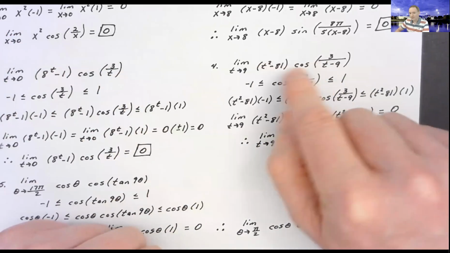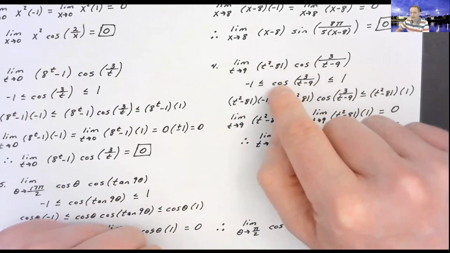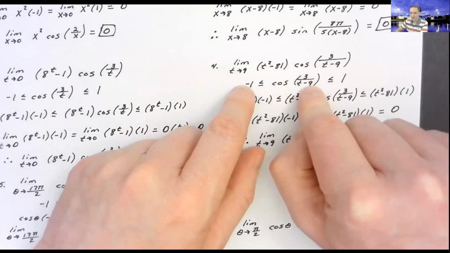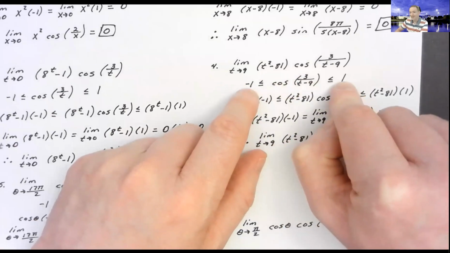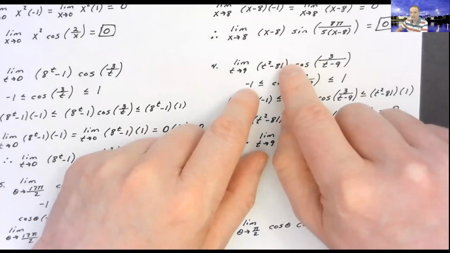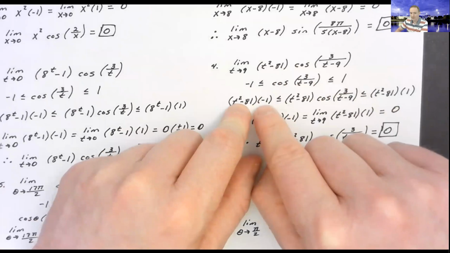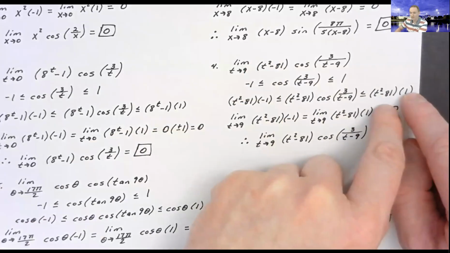But I can say, well, the only place that this is going to be undefined is at 9. I'm trying to show what the limit as t approaches 9 is. So I can say, well, wherever the cosine function is defined, which it's defined for all values other than 9, it's going to be a number between -1 and +1. That, again, allows us to set up a small function by replacing cosine with -1, and it allows us to set up a large function where we replace cosine with a +1.